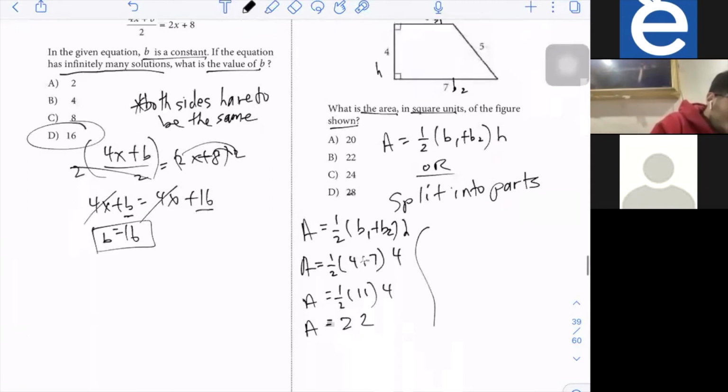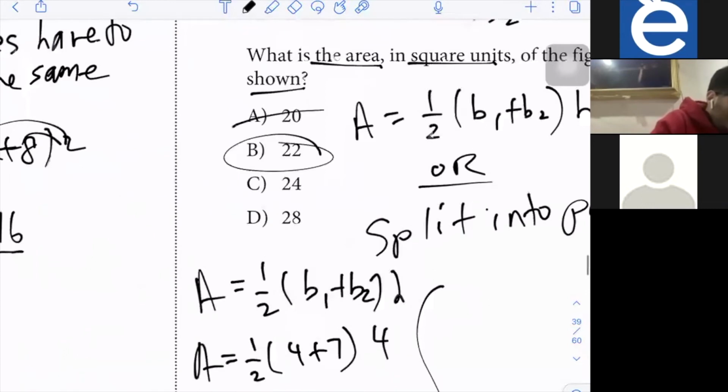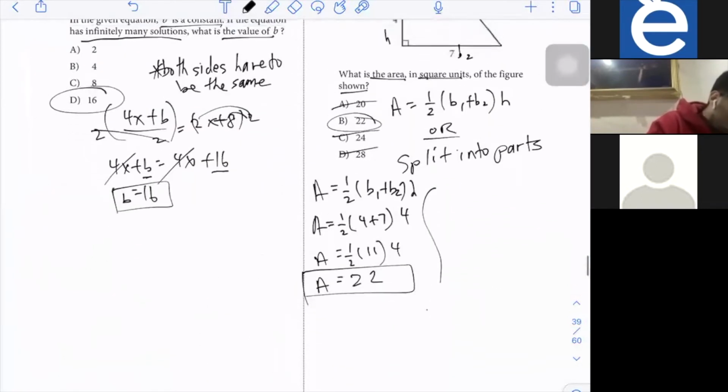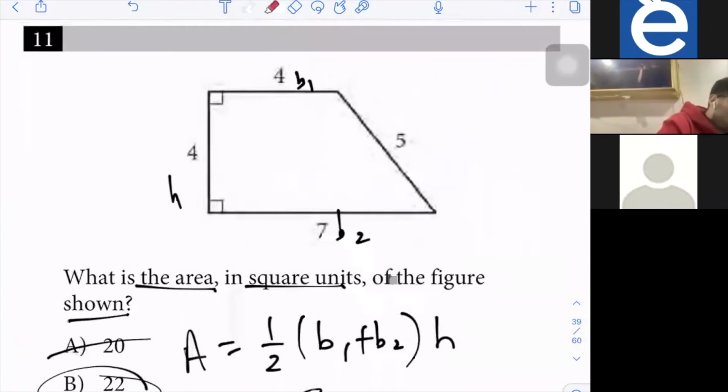And what's the units? Square units. Okay, so we know it's 22. Our answer is choice B. Cancel everything else out. So that's one way how to get the answer. We just basically use the trapezoid formula, but you can also split it into parts.